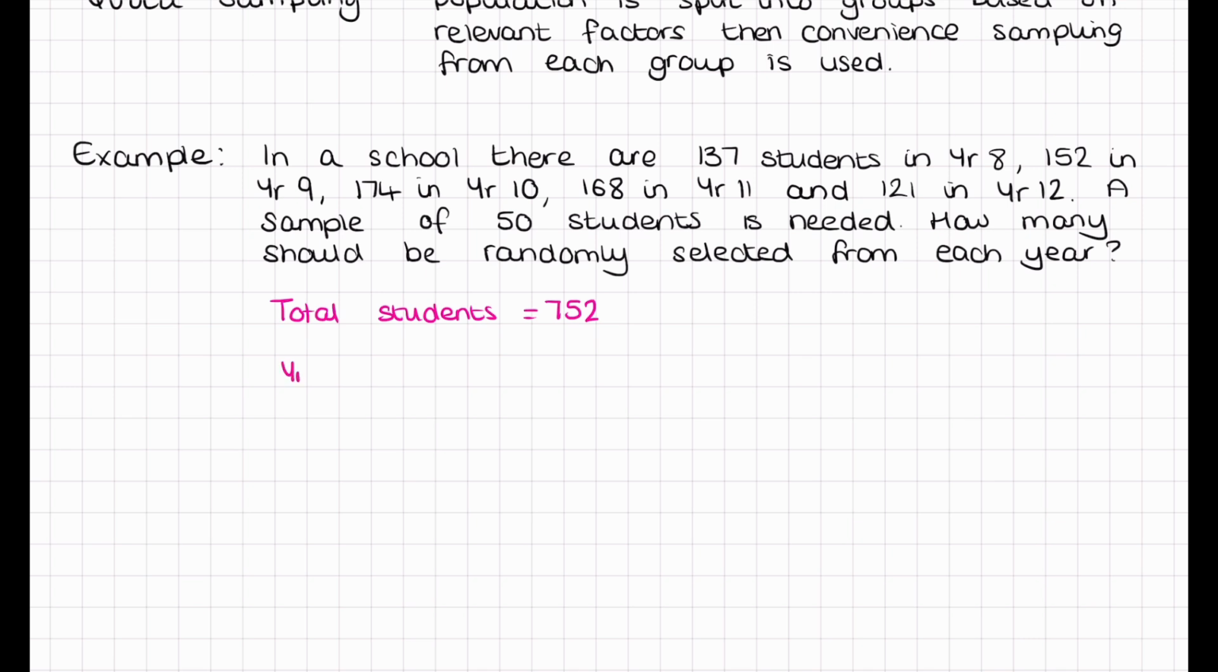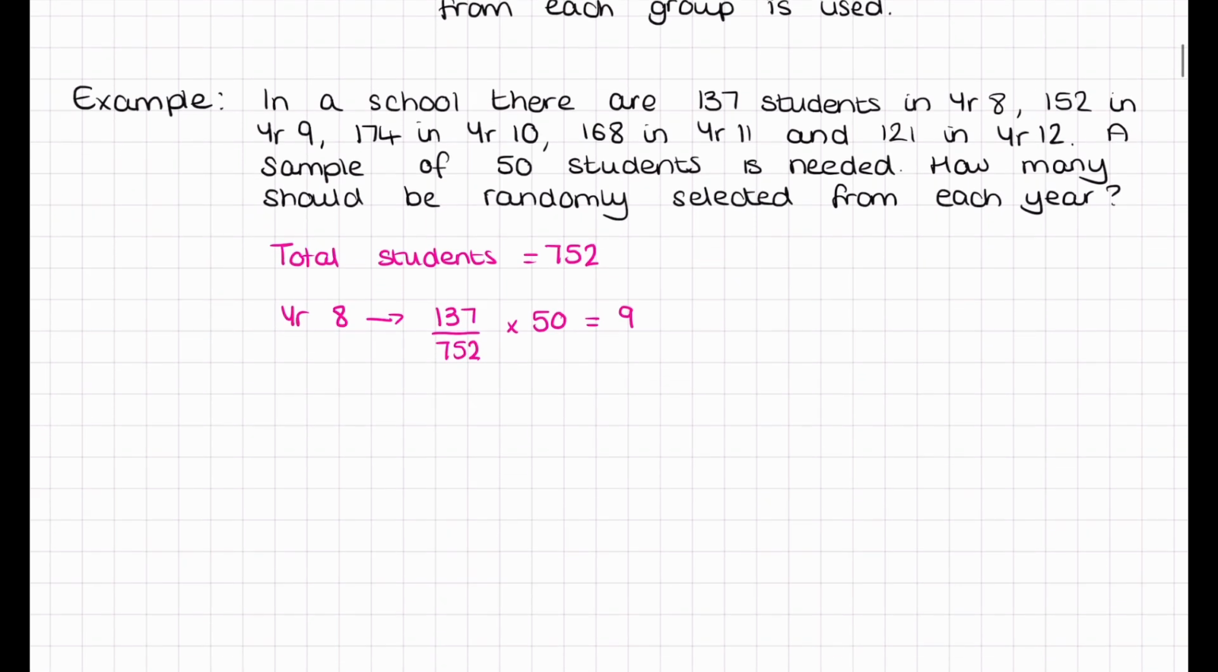To do that, let's start with Year 8. We have 137 students in Year 8, so we find the proportion of Year 8 out of the whole school, which will be 137 divided by 752. Now we want 50 students in total, so we multiply that by 50, and we would find that would be 9 students out of Year 8, proportionally. And we do the same for all the other year levels.